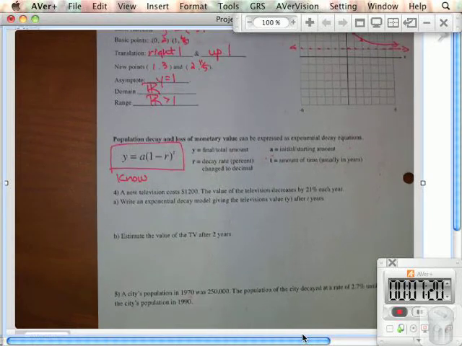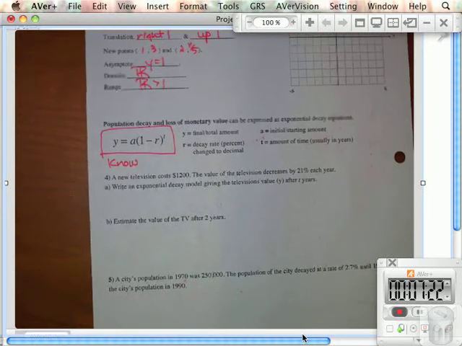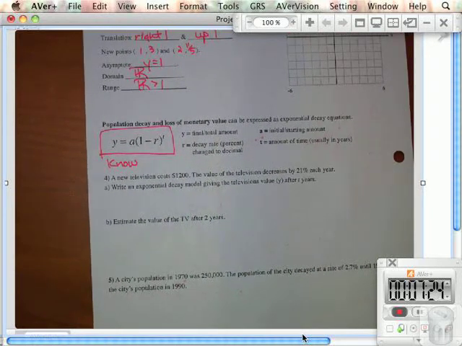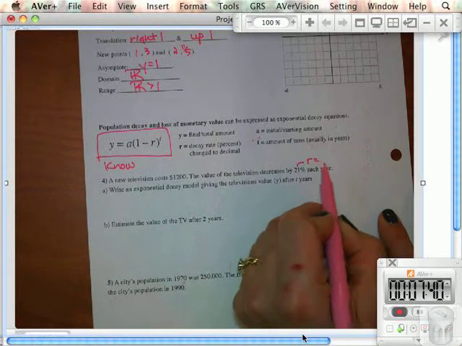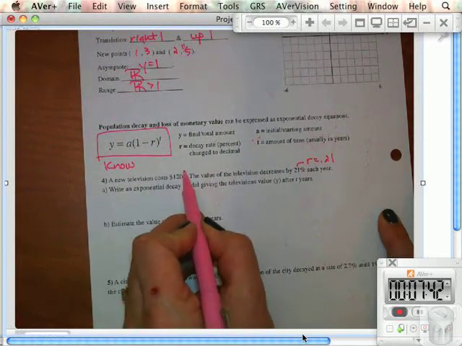A new television costs $1,200. The value of the television decreases by 21% per year. And that kind of makes sense, doesn't it? Think about it. You know how rapidly technology is improving. The value of your TV goes down pretty quick because there's always new ones out there that are bigger and better. So what's R going to be? 0.21. This is my A.